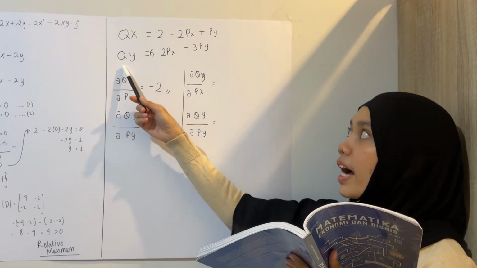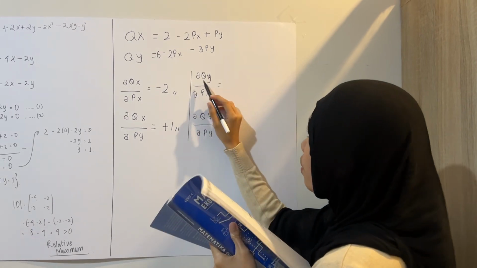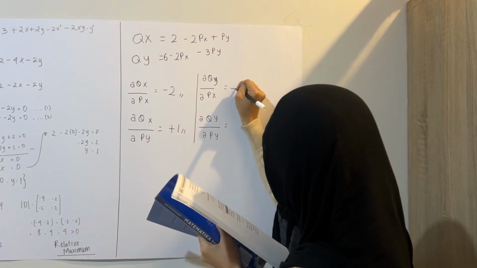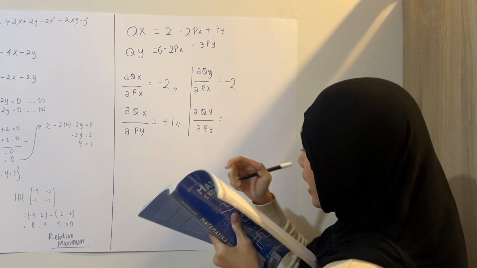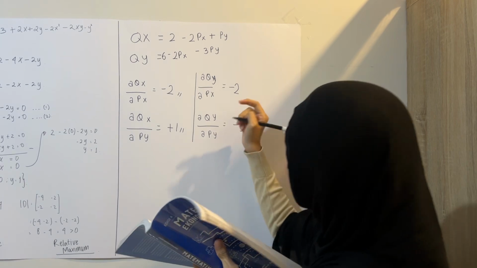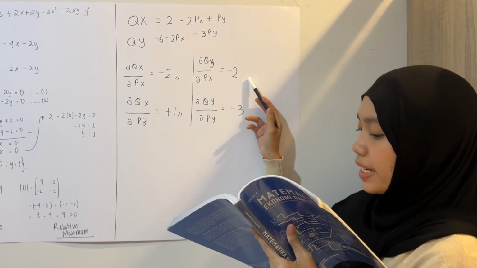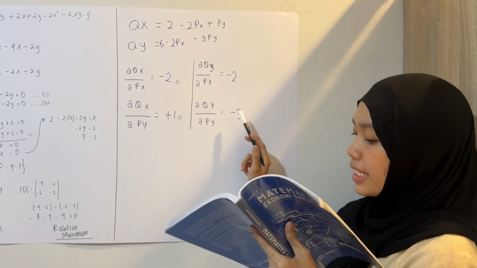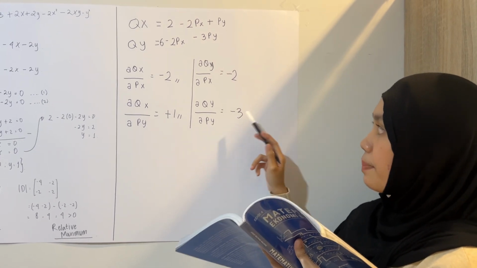Next is for Ky, 6 minus 2px minus 3py. So, dou Ky per dou px is minus 2, and dou Ky per dou py is minus 3. This means when the price of x increases, the demand for y decreases by 2 units. And this means when the price of y increases, the demand for y decreases by 3 units.